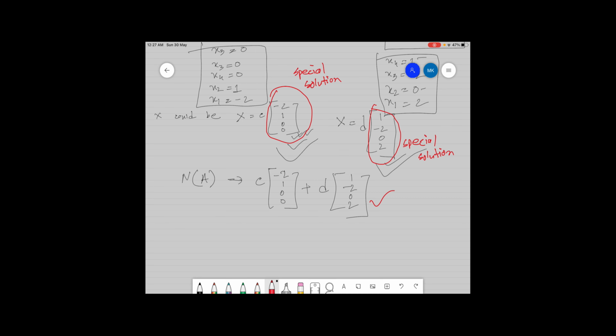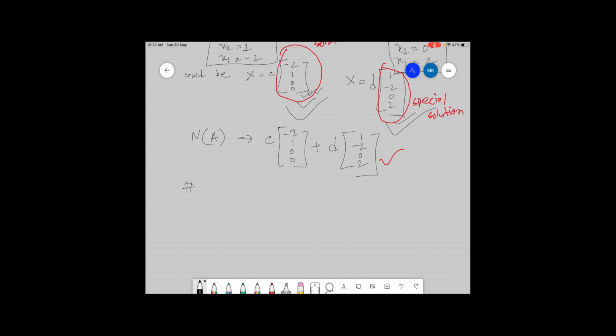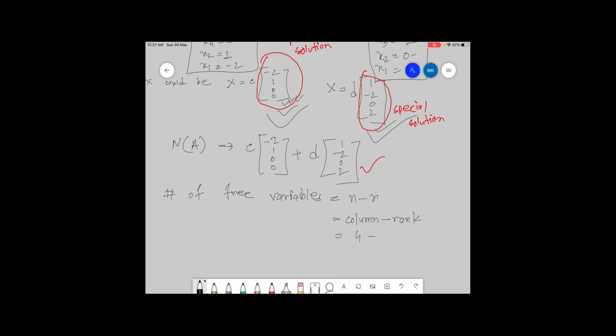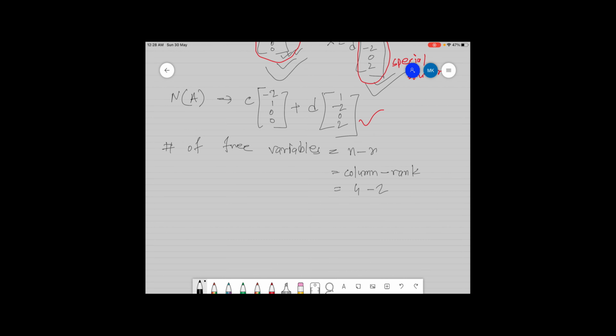So how many free variables are there? The number of free variables is n minus r. So n is basically the number of columns and r is the rank. In this case there are 4 columns and the rank of the matrix was 2, so the number of free variables is 2. Right.